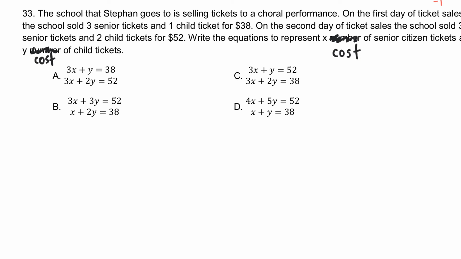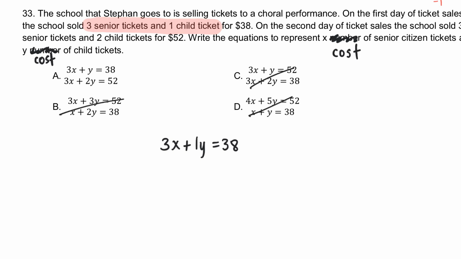All right. If you did 3 senior citizen tickets and 1 child ticket for $38, then you're going to have 3X, right? X is the cost of a senior citizen ticket. And then 1Y, that's going to be $38. So 3X plus 1Y is $38. So instantly that's out. That's out. That's out. Well, that was quick.